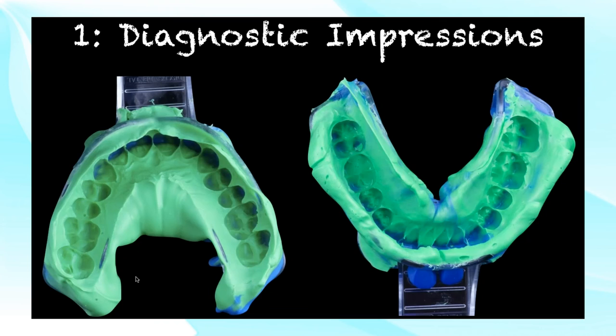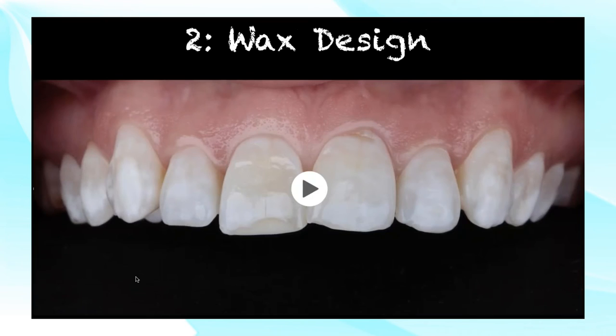So the steps are very easy. First step, you're going to have to take diagnostic impressions. So we take photographs and impressions. This is going to be the first time that the patient comes to our office, and we're going to send this to the lab for a wax-up. So first, we take impressions. Second, we do a wax design.